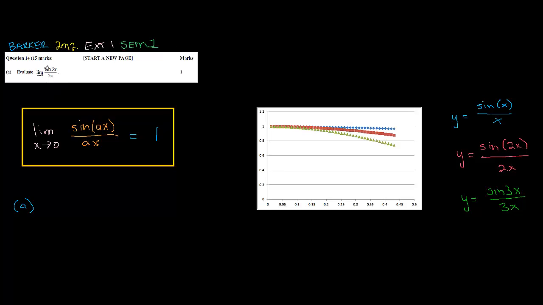We're getting down to question 14 now, which is a spicy little number. And it's a relatively easy one. It's just a one marker, this question. And it relies on this concept here.